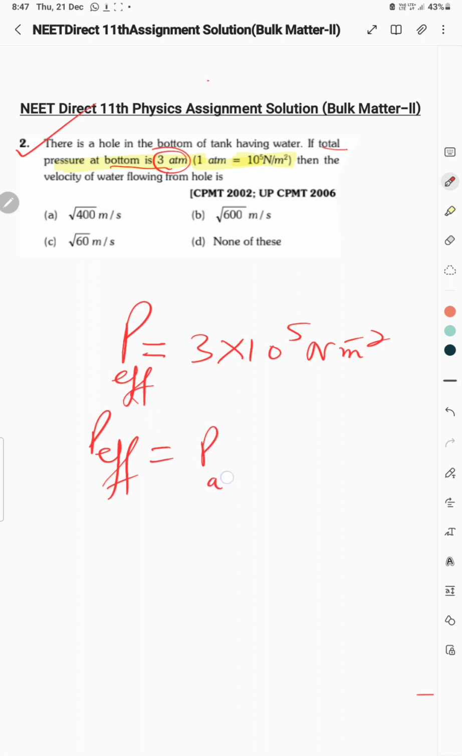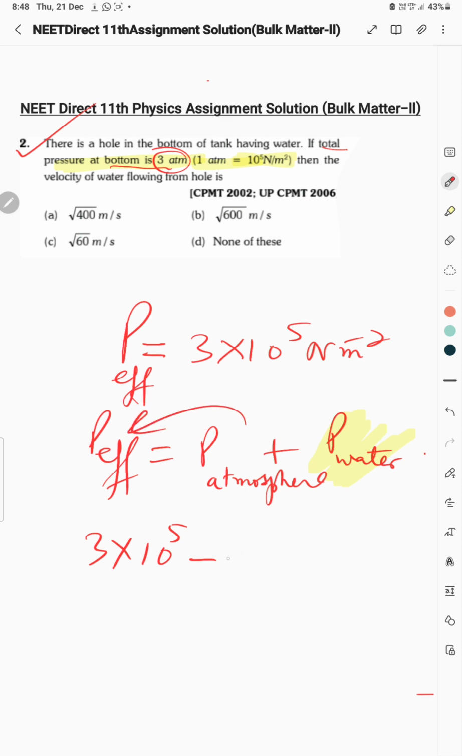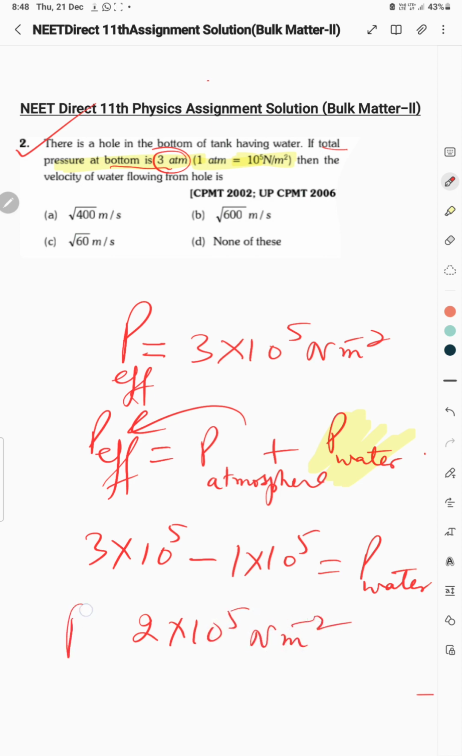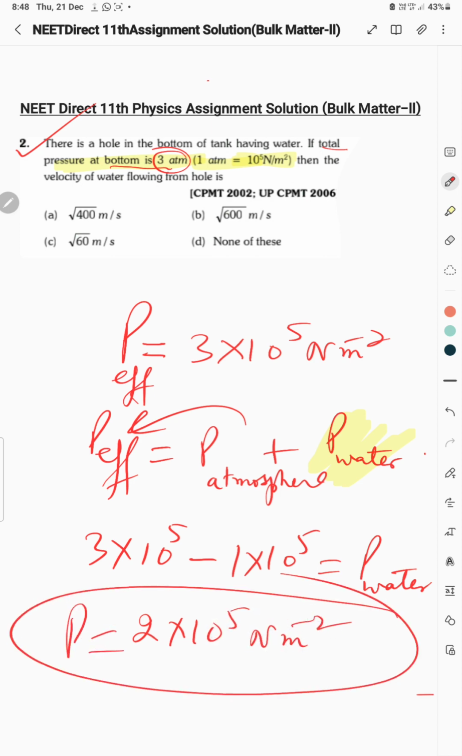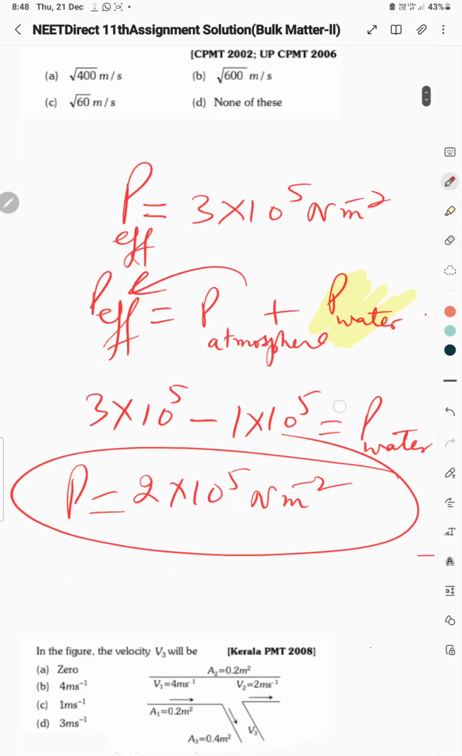It is the pressure due to the atmosphere, plus pressure due to water, and here what we need is pressure due to water. In other words, the effective pressure is this much. You bring it on this side because we know 1 atmosphere is the atmospheric pressure. This is pressure due to water. So 3 minus 1 is 2, 10 power 5 Newton per meter square. This is the pressure that I'm going to use in this question.